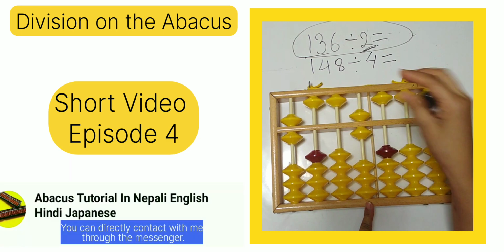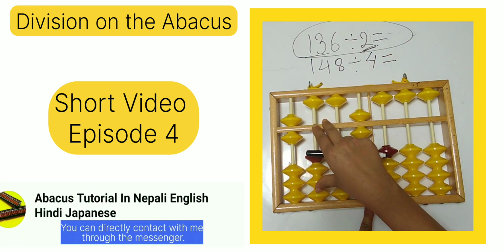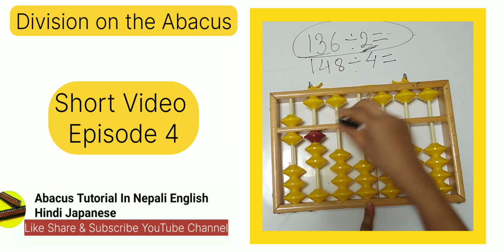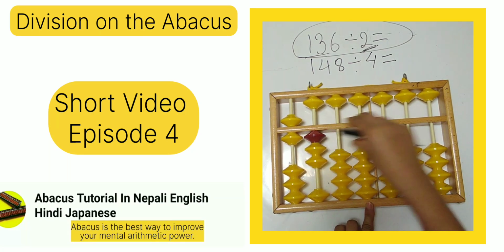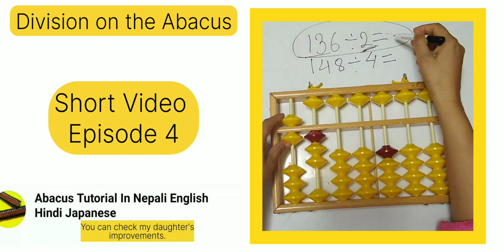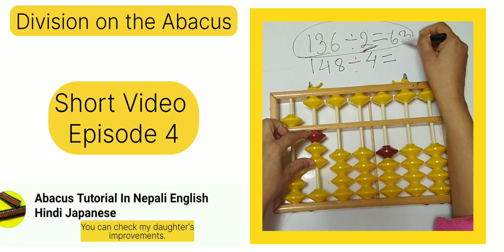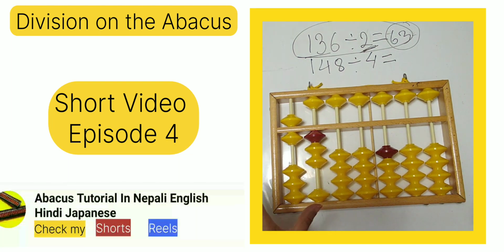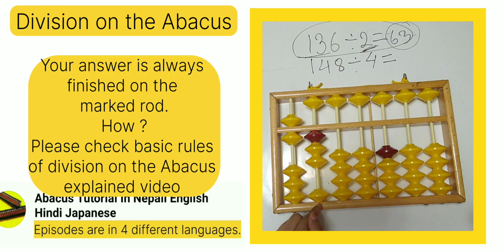This is 6. 6 divided by 2. Your answer is 3. Okay. 2 3s are 6. And the dividend is finished. And here is your answer. 6 and 3, 63. This is your marked dot, and your answer is finished on the marked dot. Okay.